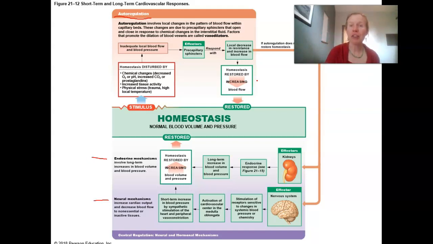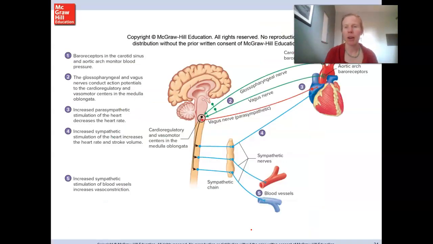If autoregulation is unable to restore homeostasis, then we're going to move over to how the endocrine system or the nervous system might jump in. And I'll go ahead and look at how your book addressed that. So they said, hey, there's this short-term regulation. If you want a quick short-term solution, it's the nervous system, right?